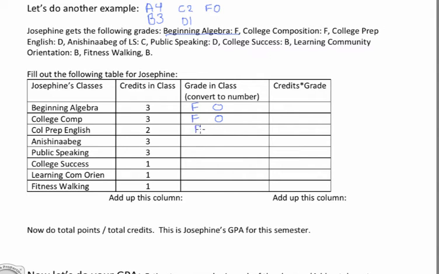College prep English, she got a D. So that's a 1. Anishinaabe Lake Superior, she got a C. So that's 2. Public speaking, D, that's a 1. College success, learning community orientation, and fitness walking were all B's. So then I do the credits times the grade. So beginning algebra was 3 times 0. 3 times 0. Anishinaabe Lake Superior, 3 times 2, 6.